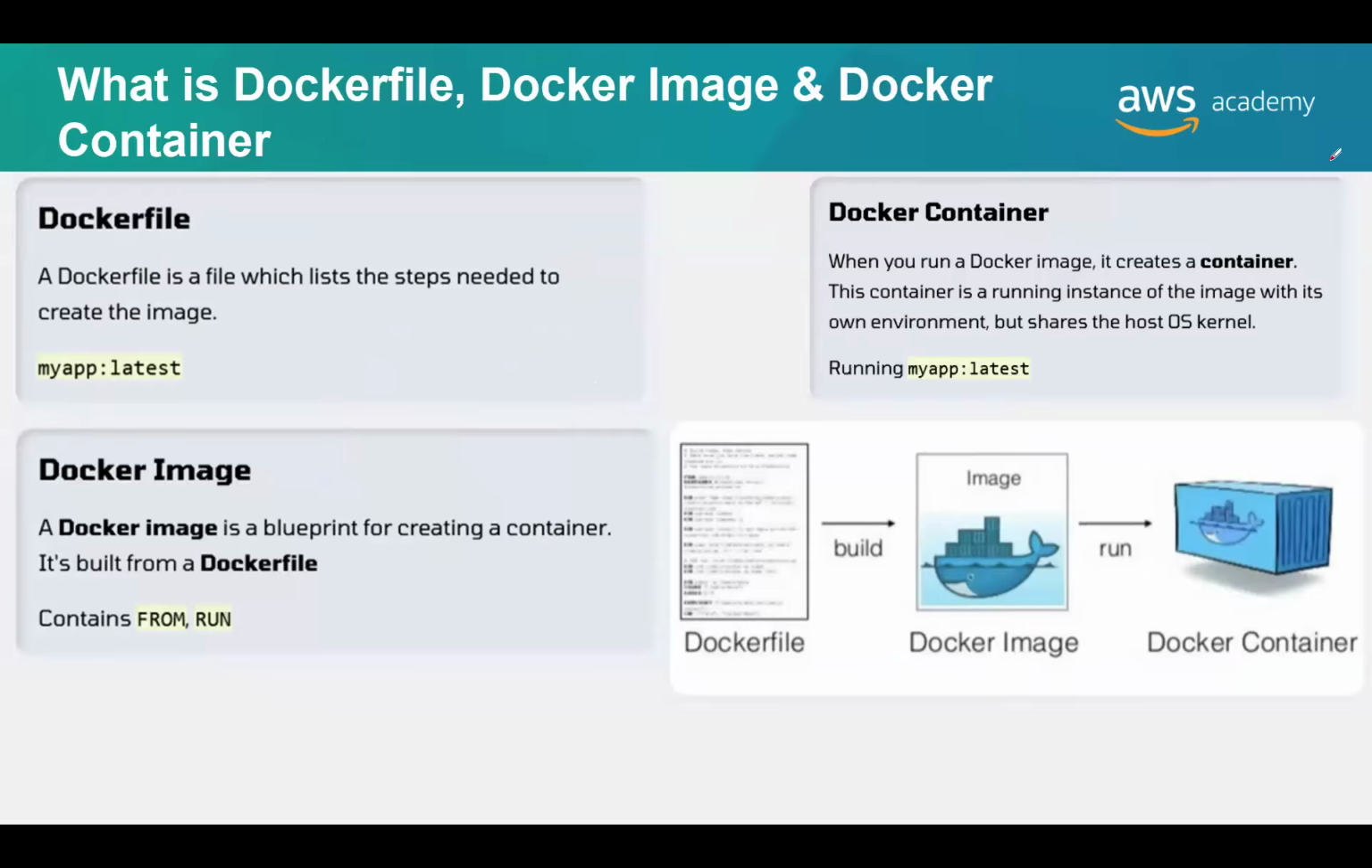Next one, what is a Dockerfile? First you try to write it down. This Dockerfile is the file which has the list of steps needed to create the image. That image is what we are going to deploy in the container service.